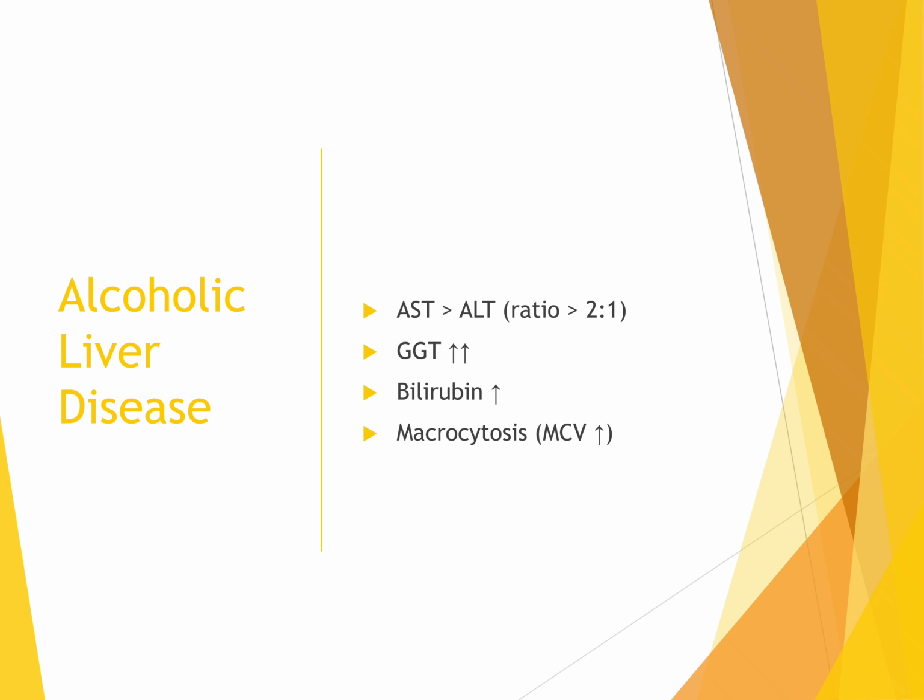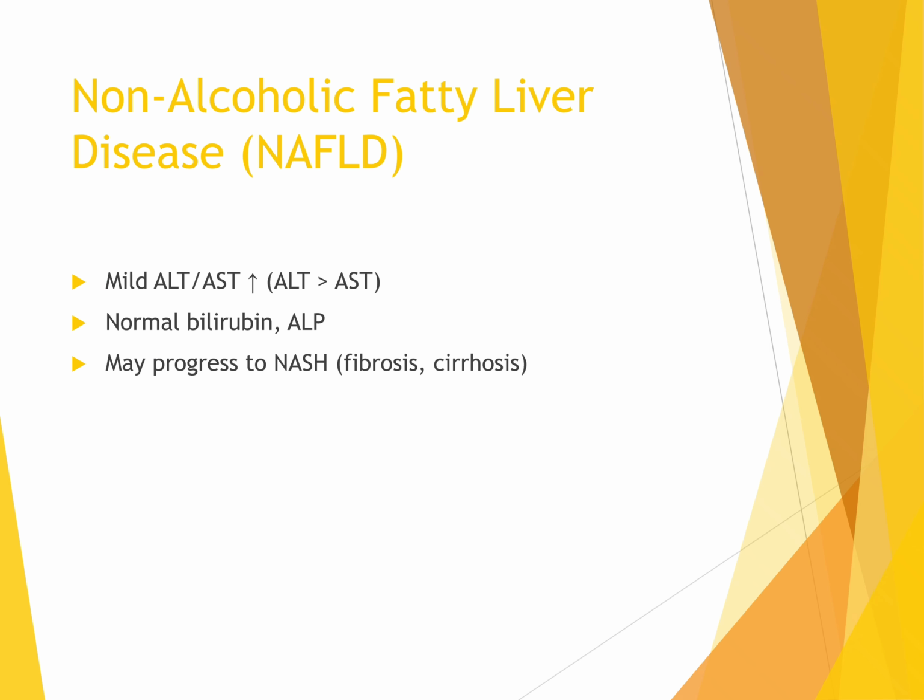In alcoholic liver disease, AST dominates because alcohol damages mitochondria. GGT also spikes. It's both a liver enzyme and a drinker's signature. NAFLD is metabolic, often linked to obesity and insulin resistance. The enzyme pattern looks mild, but don't be fooled. It can quietly progress to serious scarring.